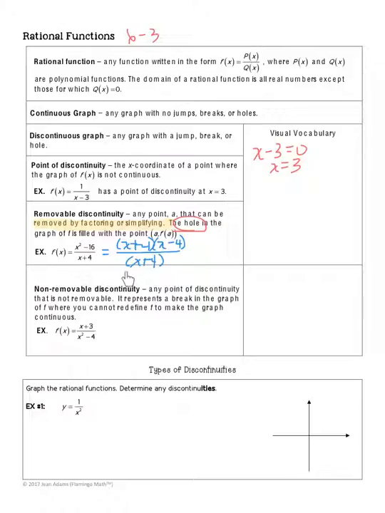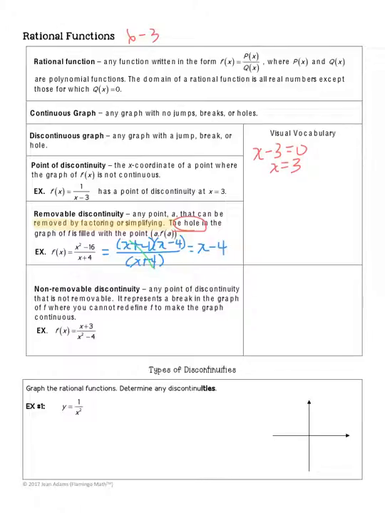So prior to today, we would have set this denominator of x plus 4 equal to 0, and we would have had an asymptote at x equals negative 4, because that would cause a 0 in the denominator. But because I can remove that discontinuity by factoring, I end up with x minus 4 as my graph. So the graph of this actually looks like the graph of a linear equation here, but there's a hole in this graph.